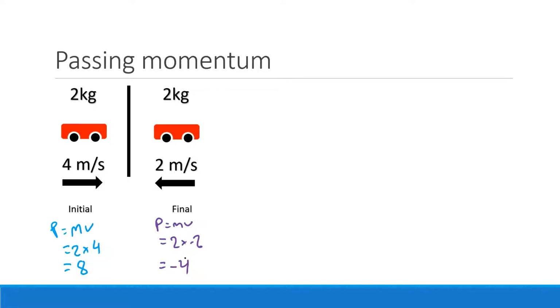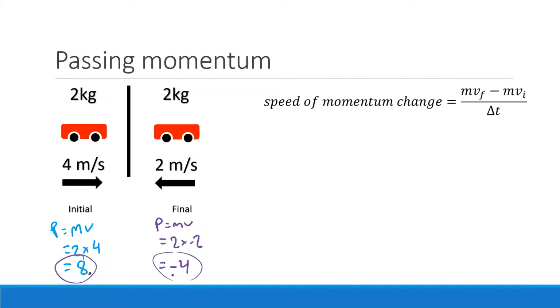If I wanted to look at the change in momentum, and this is just like the question I just did, I'd go -4, take away 8. So there is 12 kilogram-meters per second change in momentum here. I want to look at the speed of the momentum change. So how long did it take for the initial momentum to change to that final momentum?